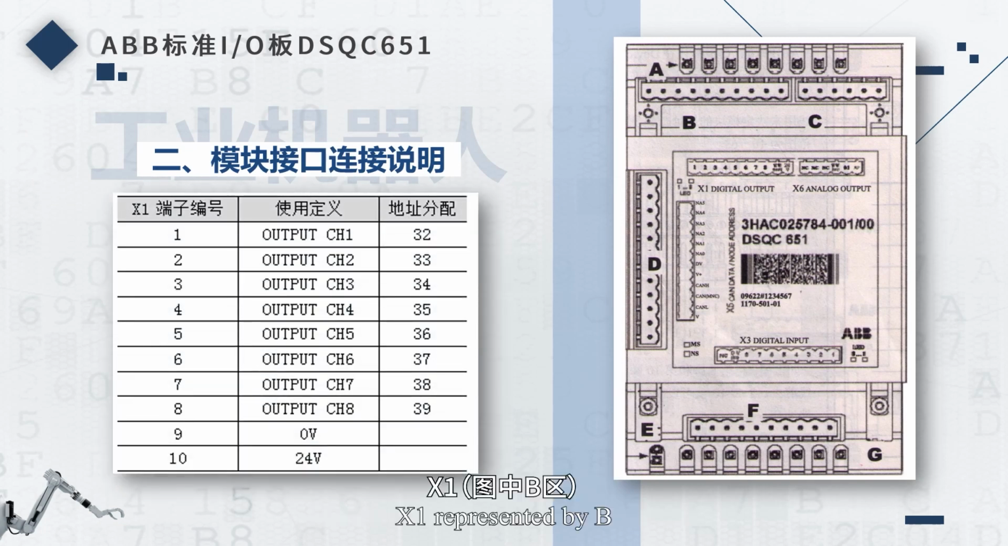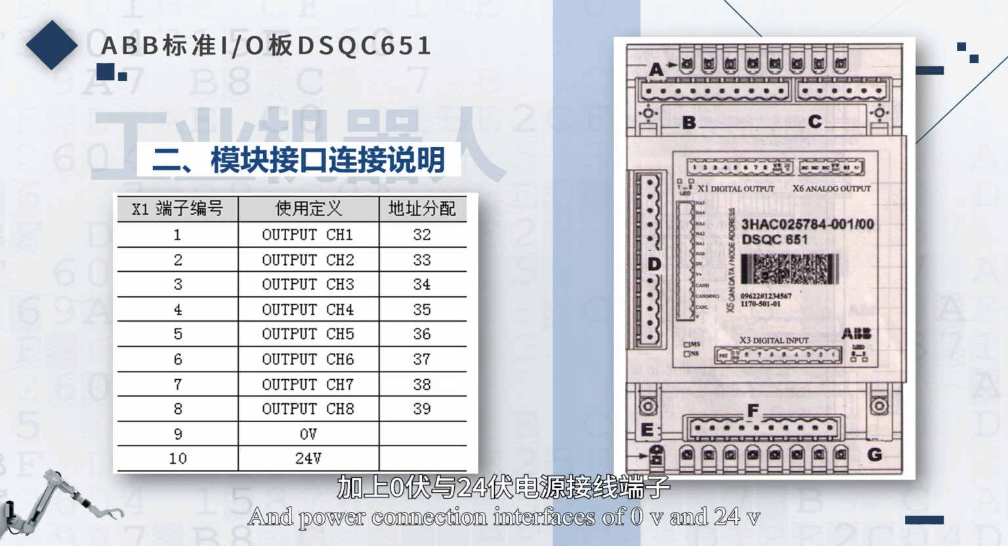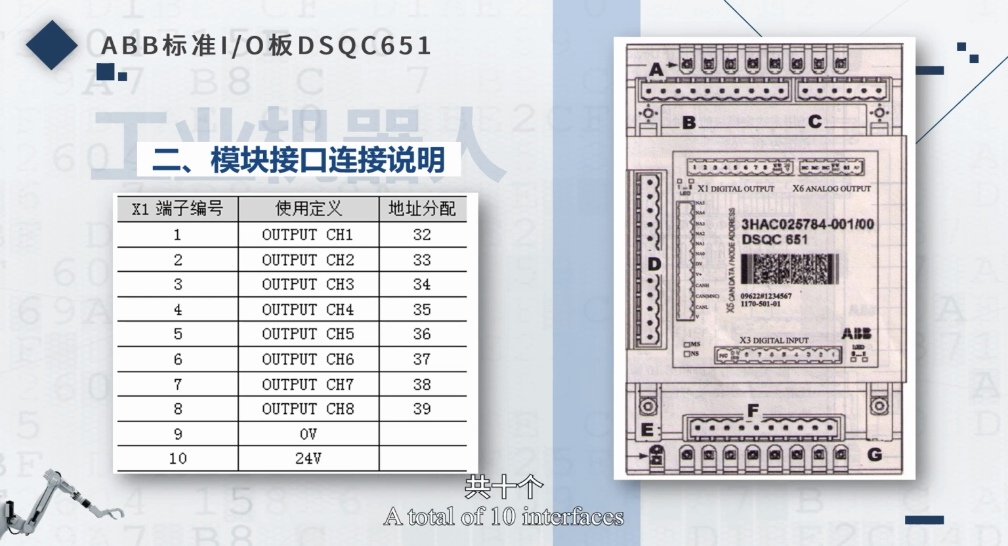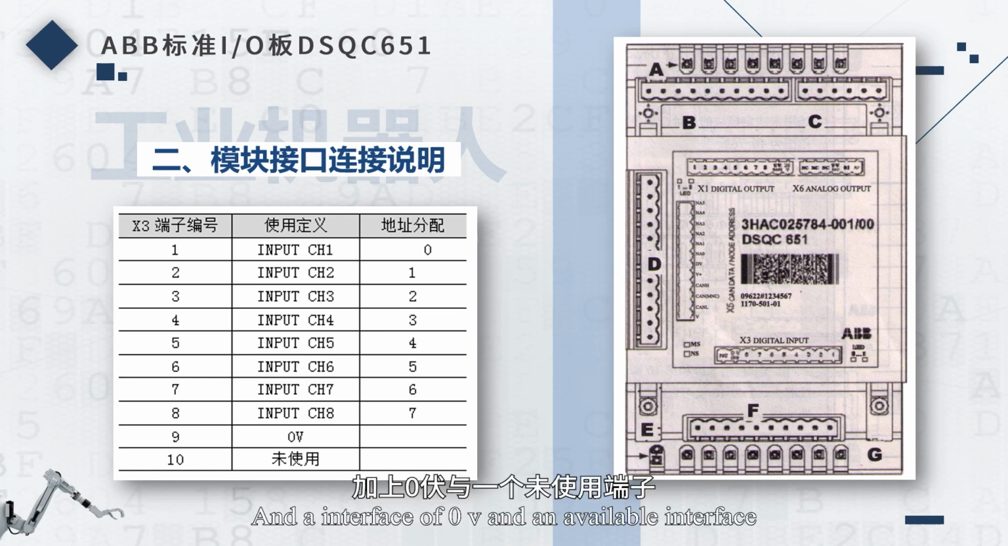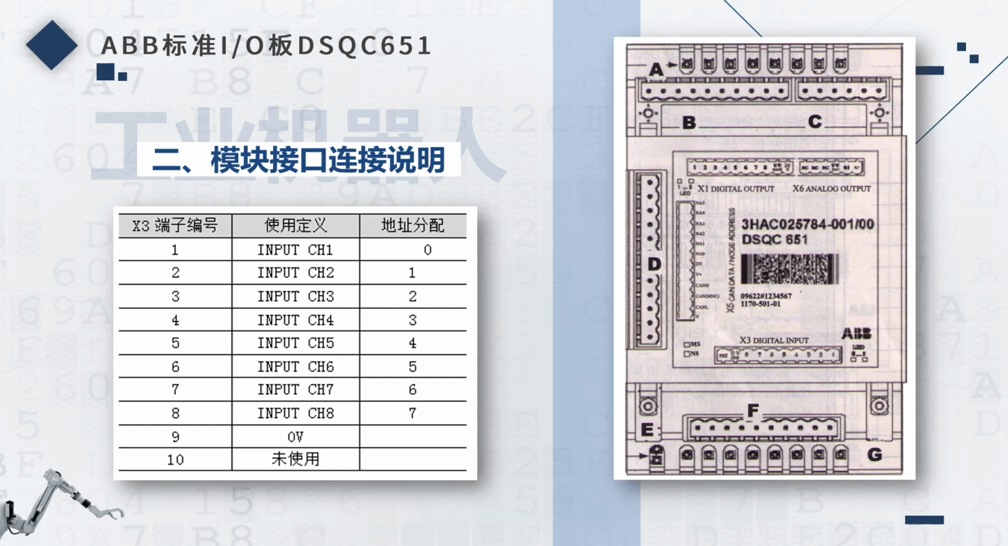X1, represented by B, is the interfaces for output signals, with the address 32 to address 39. And power connection interfaces of 0 volt and 24 volt, a total of 10 interfaces. X3, represented by F, is the interfaces for 8 input signals, with the address 0 to address 7, and the interface of 0 volt and an available interface, a total of 10 interfaces.